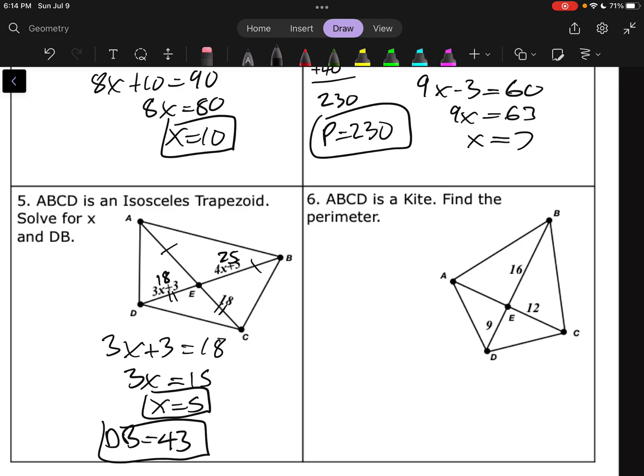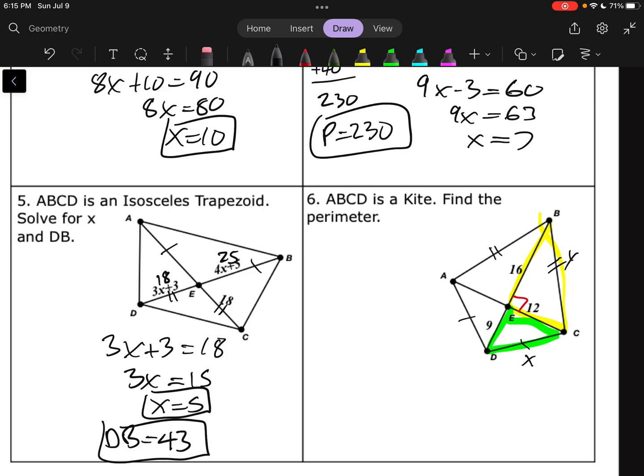And in this last one, we want to find the perimeter. Well, if we want to find the perimeter, we got to know that set of sides, those should be the same, and this set of sides, those should be the same. So what I'm going to do is I'm going to put an x there and a y there. I'm going to do the Pythagorean theorem twice, since if this is a kite, that's a right angle. So I've got two little right triangles that I'm going to do the Pythagorean theorem for.